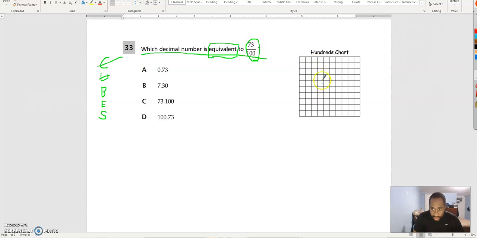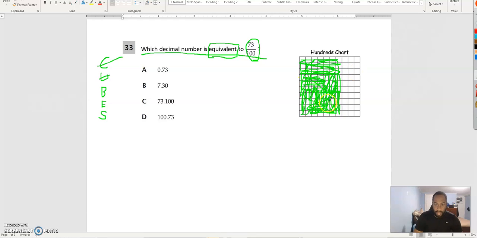So 73 in a 100 chart, how did that look? You shaded how many tens? Clifton, how many tens should we shade in? 7 tens, right? Because there's a 7 in the tens place. So let's shade that in. 1, 2, 3, 4, 5, 6, 7. So we can shade all that in. It's not going to be perfect, but you shade all that in. If you have a 100 chart, you could do this on your own as well. Okay, so this is 7 tens.